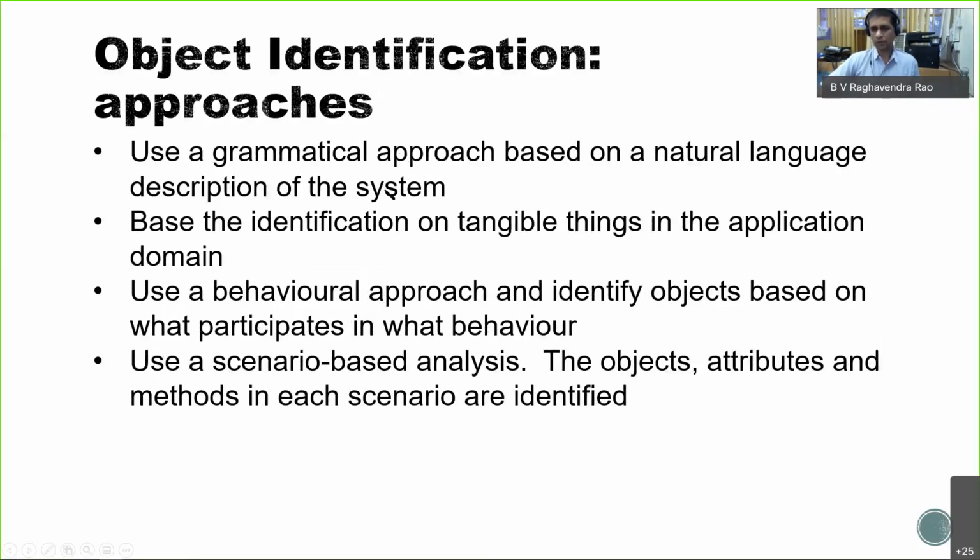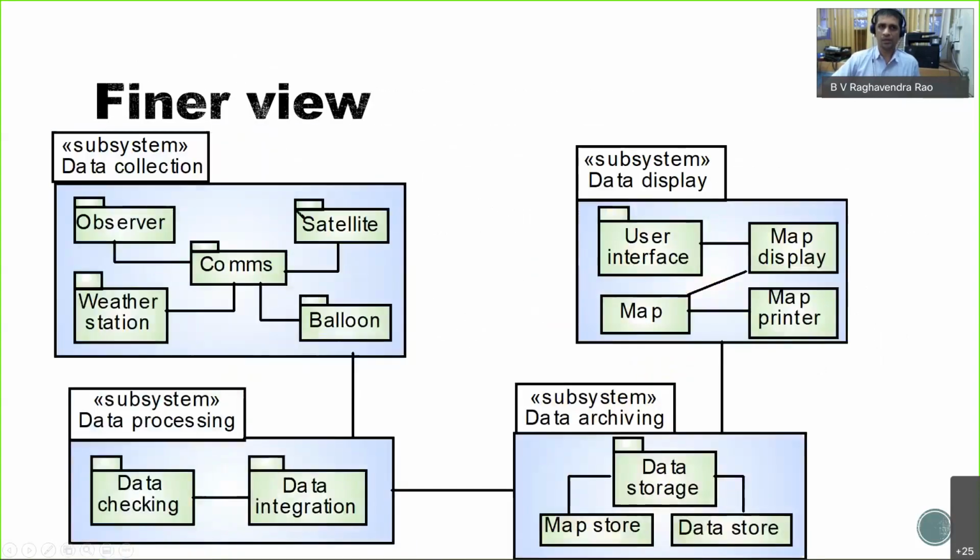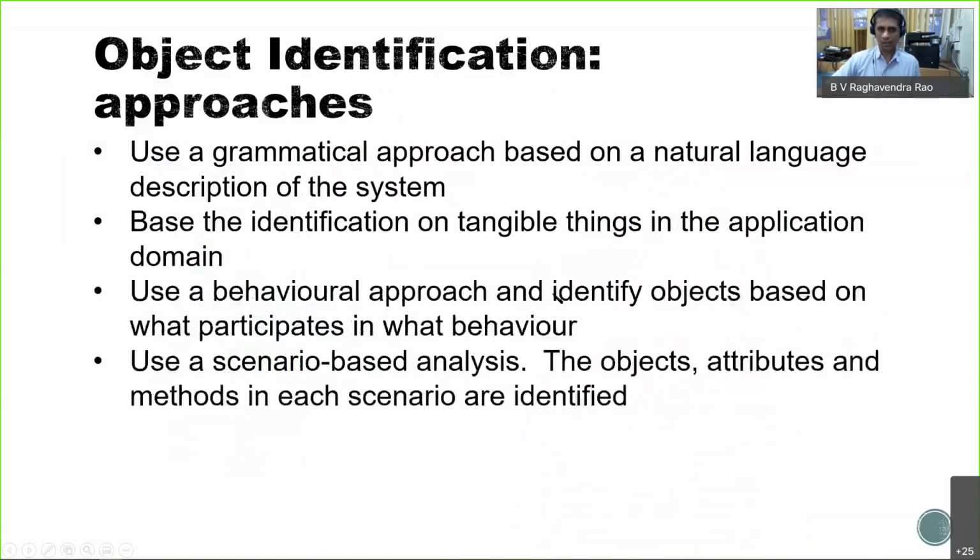So different approaches for object identification is just look at the natural description of the system. So that is what we did here. Okay, so we just took the finer view. Based on whatever the description was there, we basically identified the classes. Okay, there are also other ways.